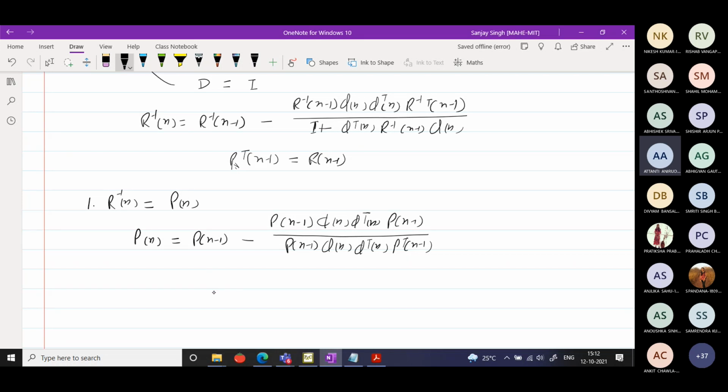Now the question is, I have these data points. Now let me combine all these things. I have these data points, summed up to n.